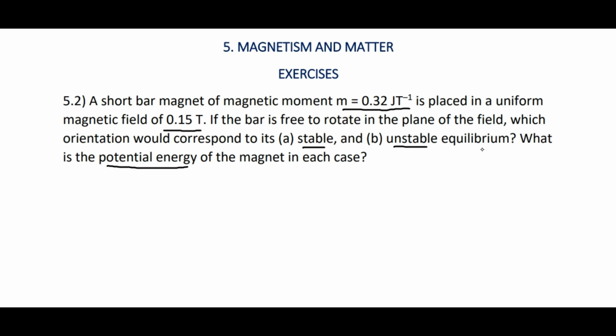Here we have two sub-questions. At which orientation the magnet is under stable equilibrium and unstable equilibrium, and the corresponding potential energy we need to write. Here the given data: M is equal to 0.32 joule per Tesla and B is equal to 0.15 Tesla.